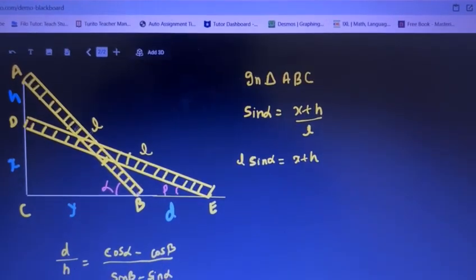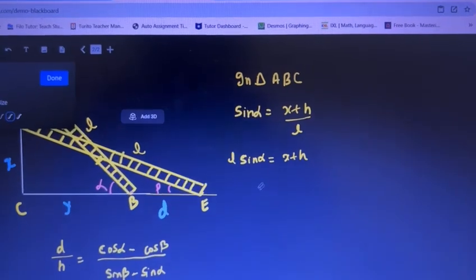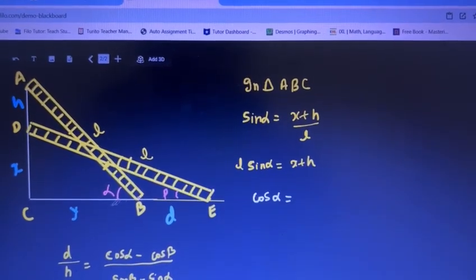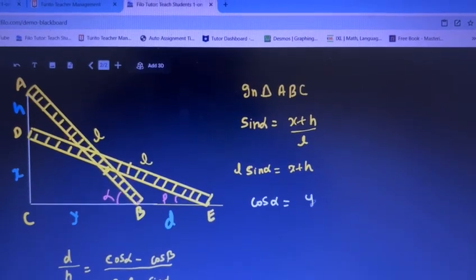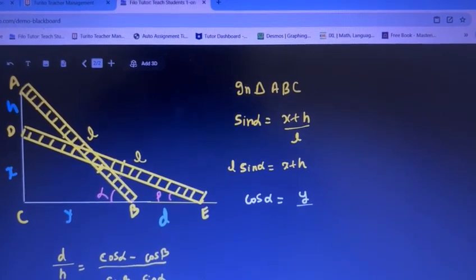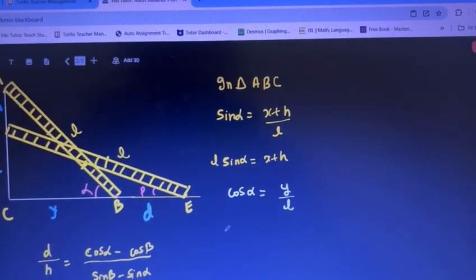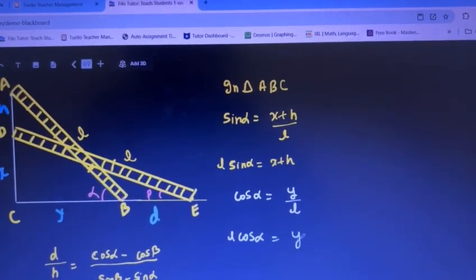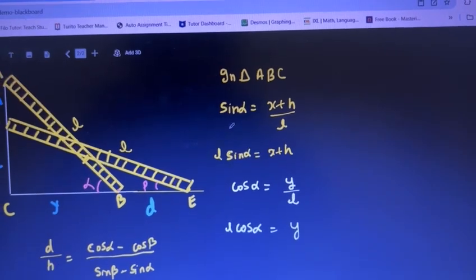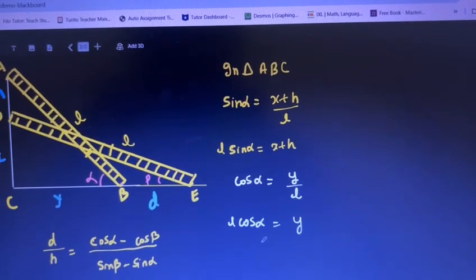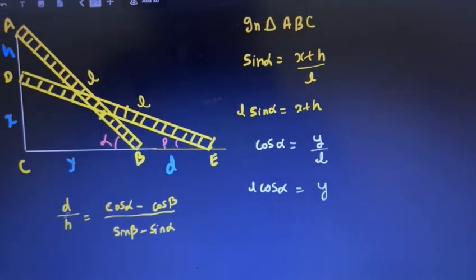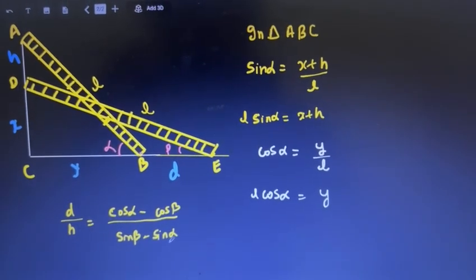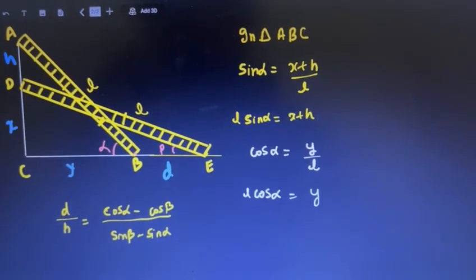Now we have to figure out one more ratio, that is cos alpha. So cos alpha will be adjacent over hypotenuse. Adjacent is BC, and BC is Y, over the hypotenuse, that is L. So Y over L. Cross multiplying, what will we get? L cos alpha is equal to Y. So now in triangle ABC we derived two ratios, sin alpha and cos alpha. The reason is that to prove this we need cos alpha and cos beta, sin alpha and sin beta. So we need both these quantities, that's why.